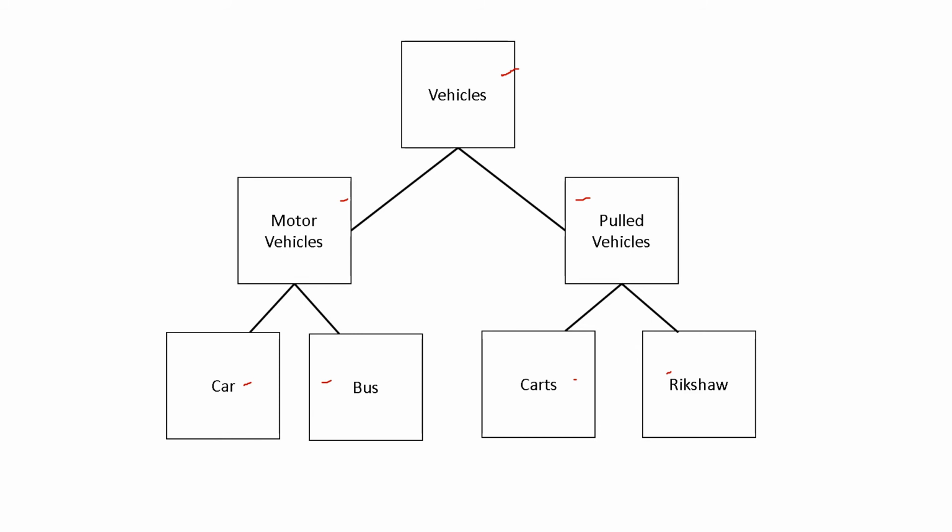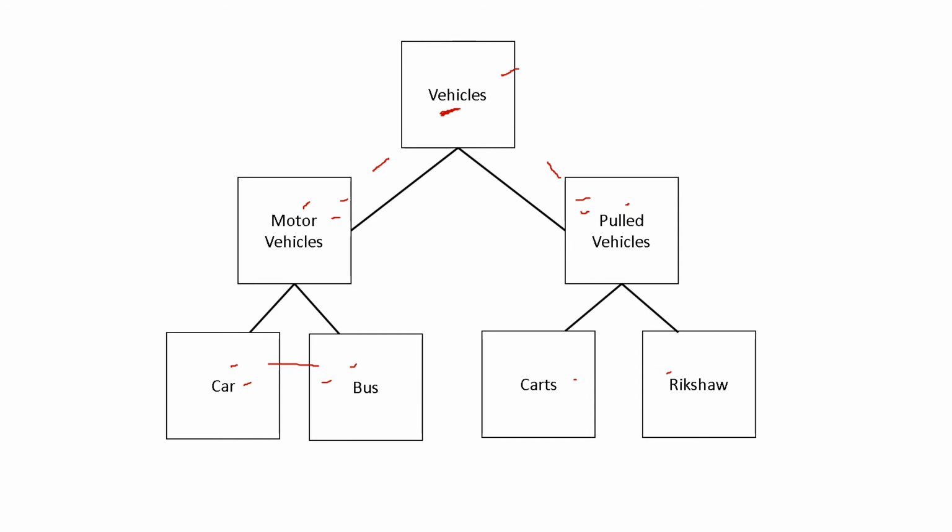So we know that vehicles will be having their own attributes, their own features. When it is divided into motor vehicles and pulled vehicles, motor vehicles are having their own features along with the features of the vehicle. Same for pulled vehicles, they are having their own features, that is, they are pulled by something, and they are having the features of vehicles also. Same, car is there, bus is there. Both are motor vehicles. That is, both of them are having the features of motor vehicles and they are having their own features.